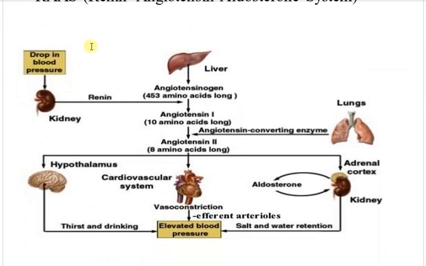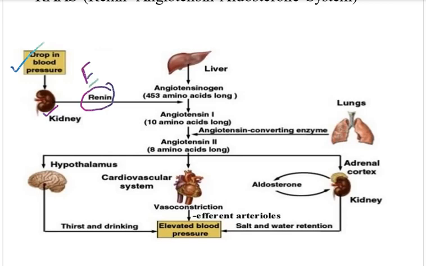So this is RAAS. Look, drop in blood pressure. So the moment your blood pressure drops, or suppose you have had an accident, what will happen, you will lose a much larger amount of blood. So your kidney will get stimulated, it will secrete renin, the enzyme renin.